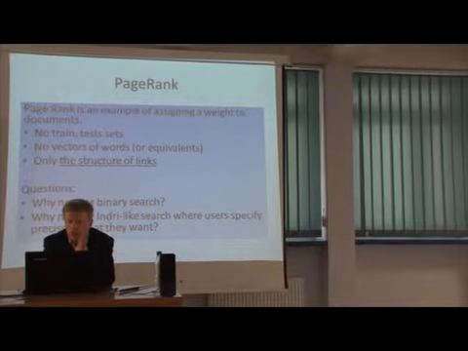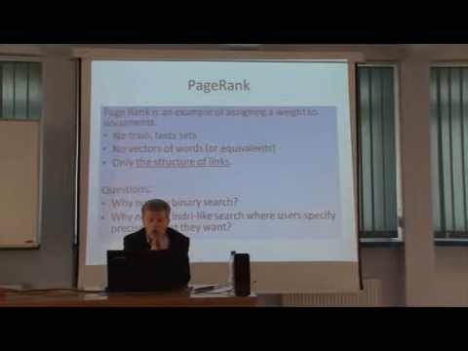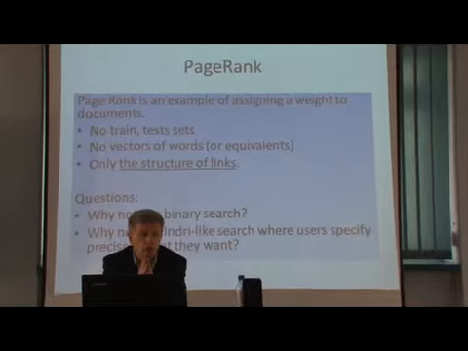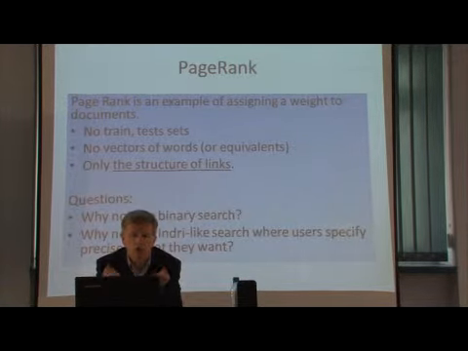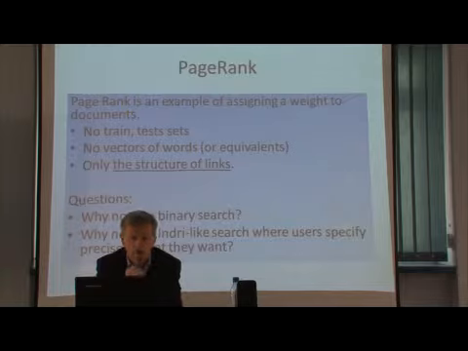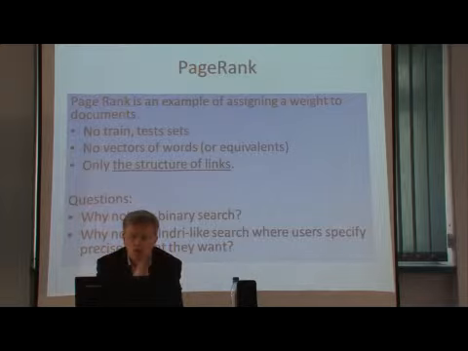So PageRank is an example of assigning a weight to a document, and in this case we are not looking into the document itself. All right? So we do not care what words are in the document. We are not trying to classify anything, so there are no train sets, no test sets, there are no vectors of words. The only thing we care about is the structure of the document collection. So we care about the links from one document to another.